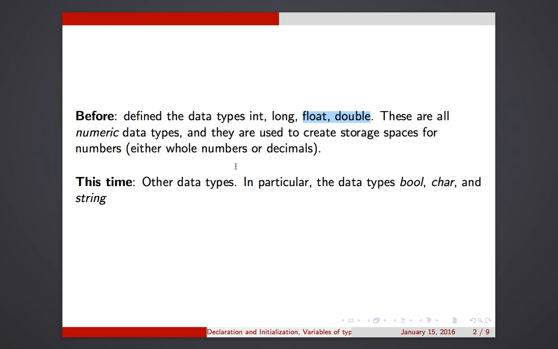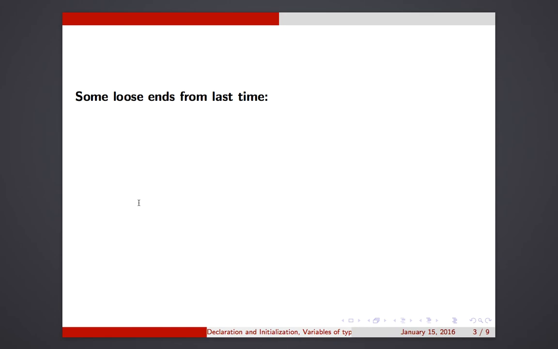So those data types are used to create a box in which you will place a number. But of course, you may be interested in storing things besides numbers. You may be interested in storing English, for example, English sentences. So in this video, we will turn our attention to other data types, in particular these three: type bool, type char, and type string. These three data types will allow you to store other things besides numbers that you may be interested in. So first, let's start by tying up some loose ends from last time.